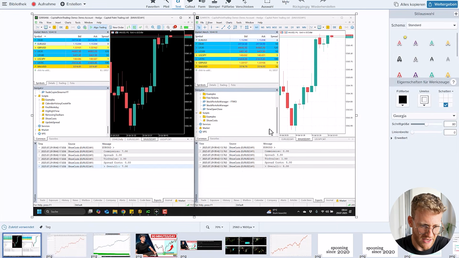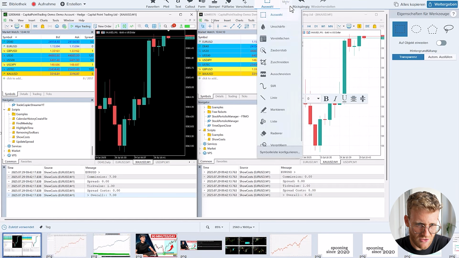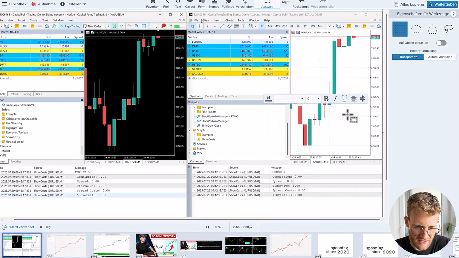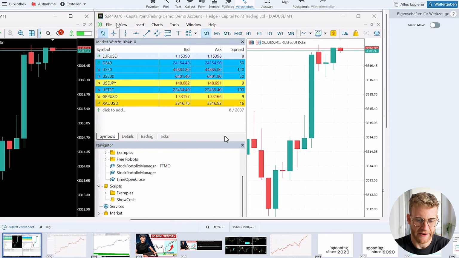Let me get the actual screenshot on the screen here. Let's make this a little bit bigger so we can see the actual numbers. So here, now that I made the screenshot a little bit bigger, we can see that in the navigator, the prices are 3,316.76 for the bid price, but in the actual chart, the bid price is a little bit higher.